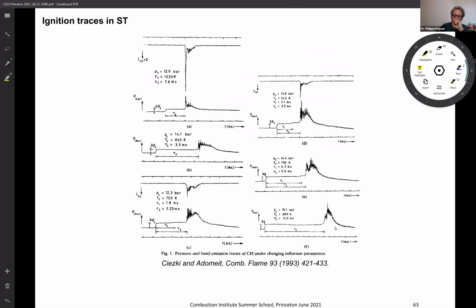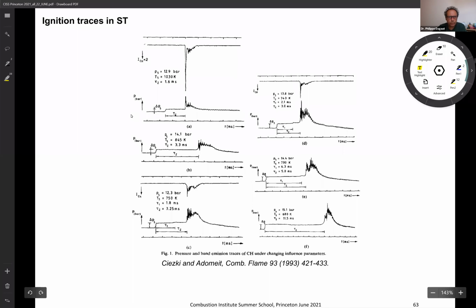So these are examples of pressure traces, but also a signal of CH radicals. These were presented in 1993 by a German group who had a big shock tube, and they were among the first, if not the first, to operate with real fuel-air mixtures.